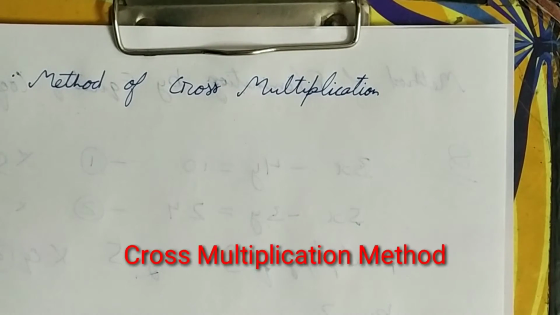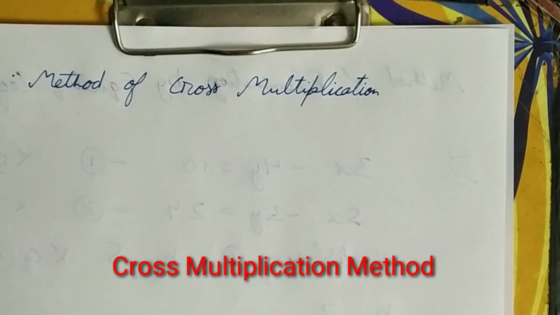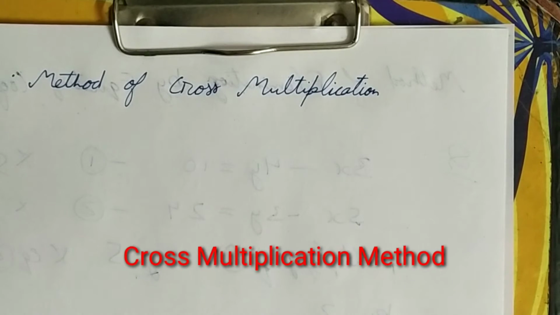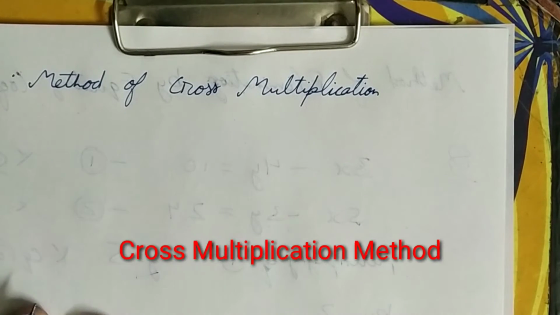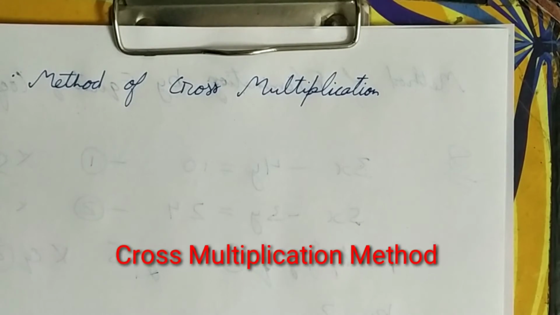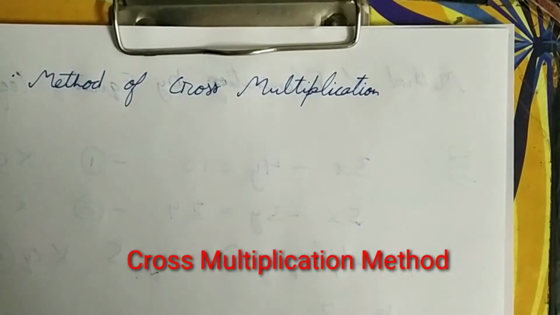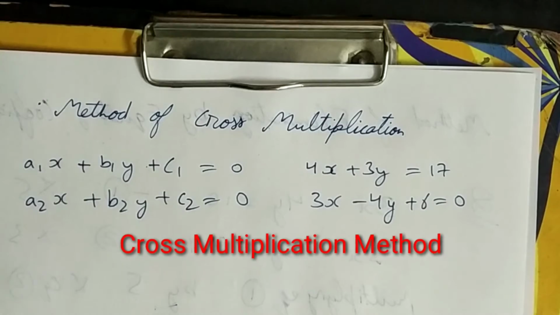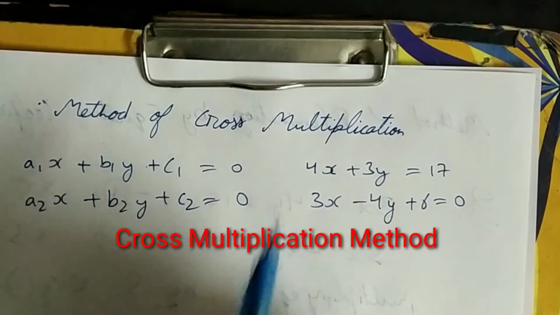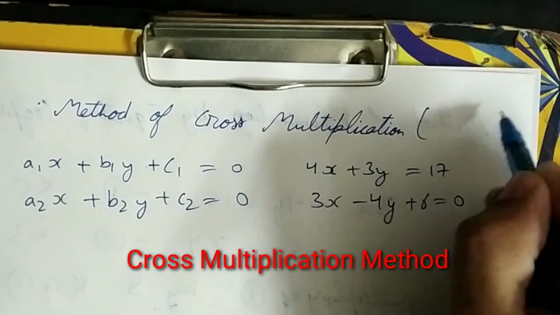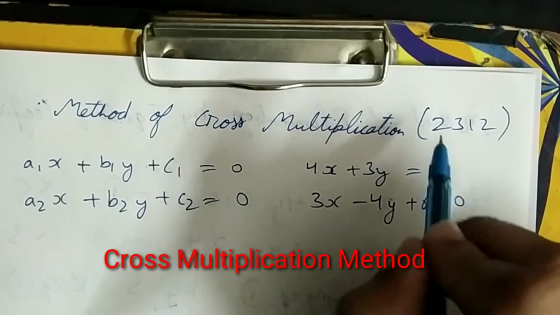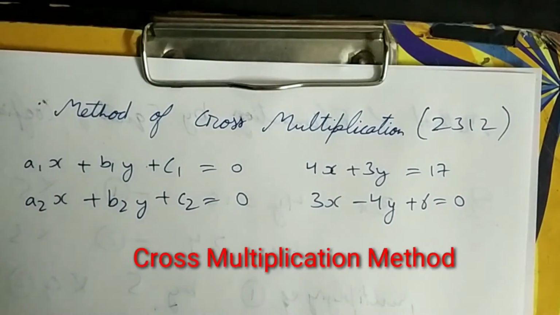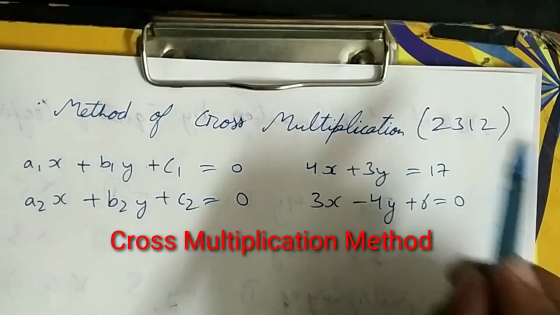Now we will discuss the next method, that is the method of cross multiplication. This is also a very important method. So we will do an example and one reference question simultaneously. This is the cross multiplication method. You have to learn one term, 2 3 1 2. I call it the 2 3 1 2 method. So you have to always remember 2 3 1 2.